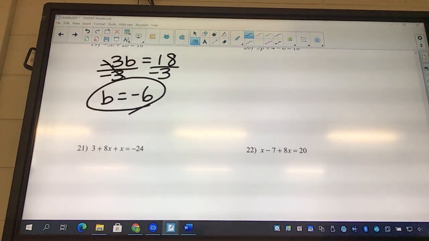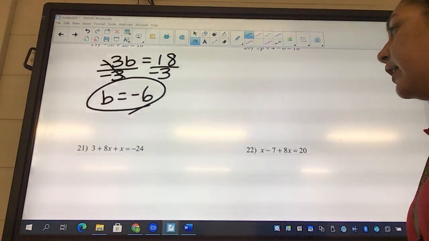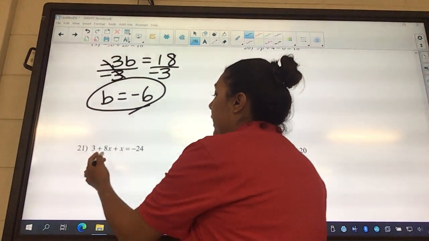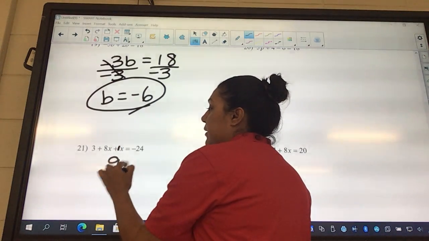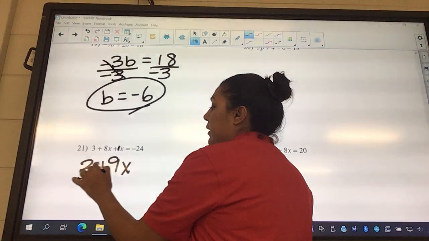Okay, 21. We're gonna combine our like terms. Okay, and so we can combine this 8 and this x, and it's really a 1x to give me 9x. And then I still have this 3 here. Okay, and this is a plus 9x.